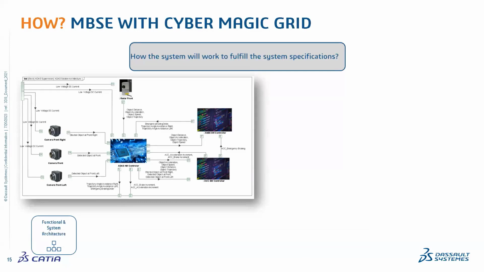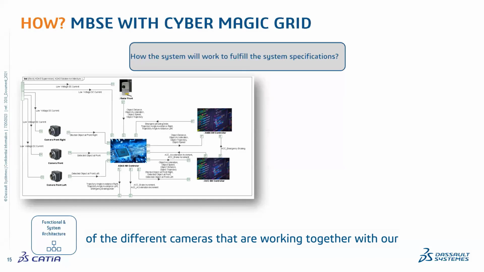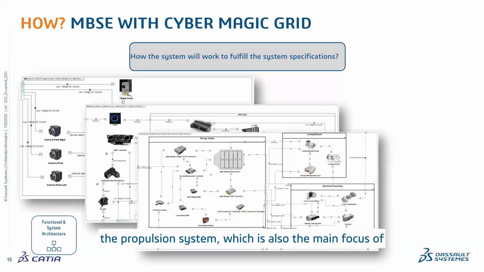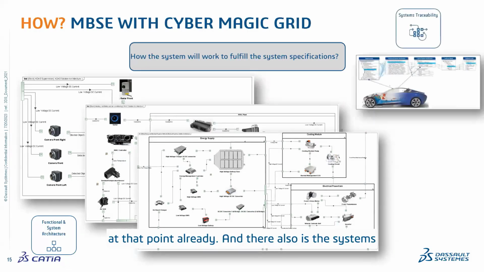For example, in some sense of our ADAS system, we will need to create the solution for it. So for example, this layout of the different cameras that are working together with our hardware controller that in the back end has some software code, or for example, in a heating and ventilation system, how these components are working with each other, and also for the propulsion system, which is also the main focus of this webinar series. So we are talking about specific solutions at that point already.